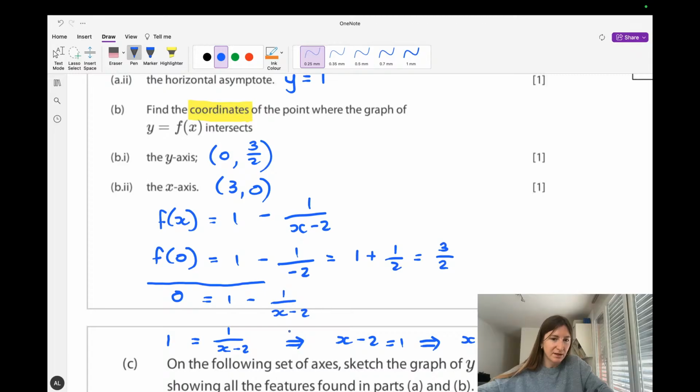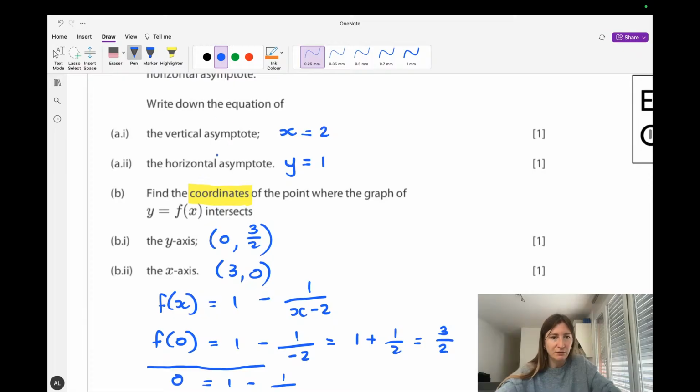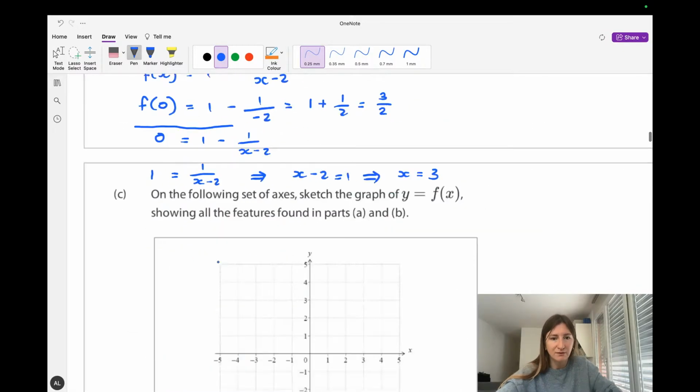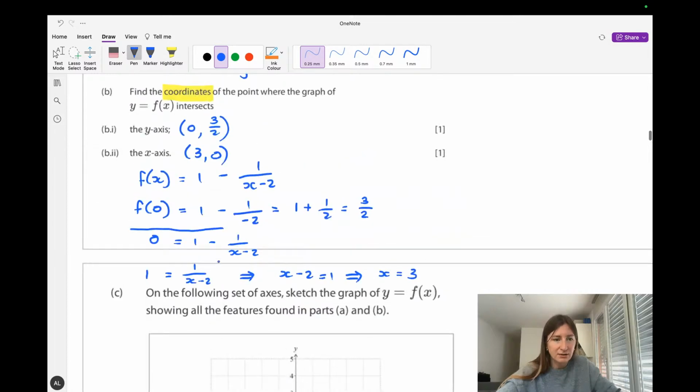If anything there didn't make sense, just let me know. I moved that over to the other side, so they're both positive, multiplied by x minus 2 on this side, and then solve the equation. So x equals 3. There we go. We've got our asymptotes. We've got our intercepts. So now we're ready to graph the function. So let's plot our asymptotes first.